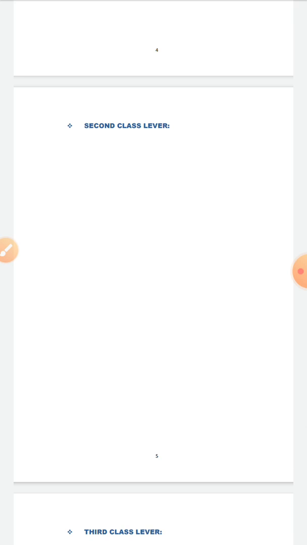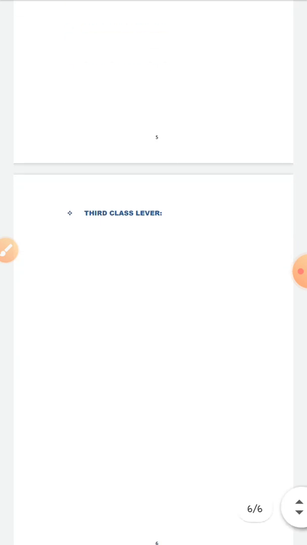Next page, give the heading second class liver, the same brief definition along with the example and diagram. Next page, third class liver, the heading will come this way along with the brief definition and example with the diagram. You can use any color pen, it may be a sketch pen, glitter pen, whatever you have.